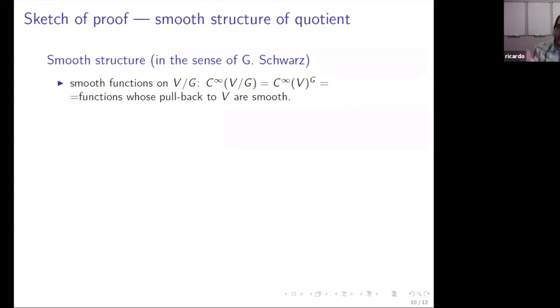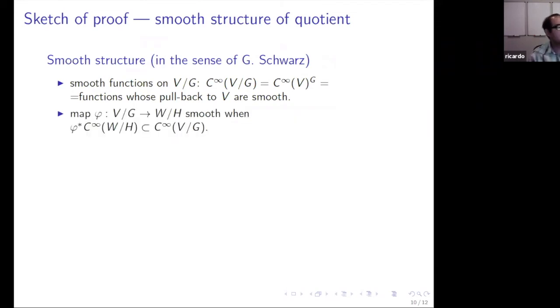In other words, they are the functions on the quotient such that when you pull them back to V, it's a smooth function there. That is the set of smooth functions. Now suppose we have two quotients, V mod G and W mod H. V and W have nothing to do with each other, and the groups have nothing to do with each other. These are two completely separate quotients. If you have a map between them, we say that it's a smooth map when it pulls back smooth functions to smooth functions, in the sense above. So that's the notion of smooth structure that the quotient has.